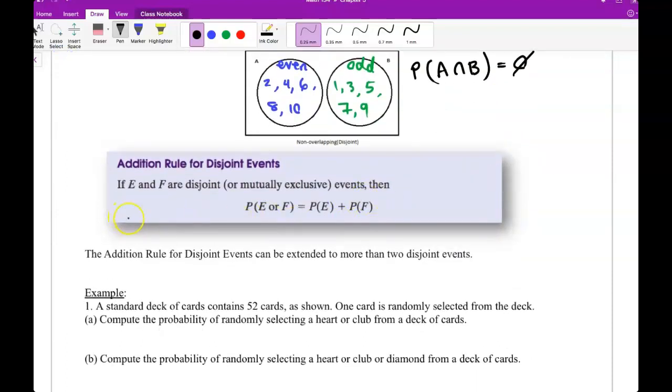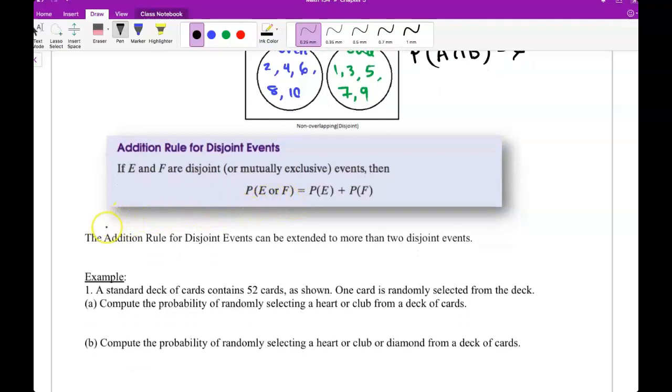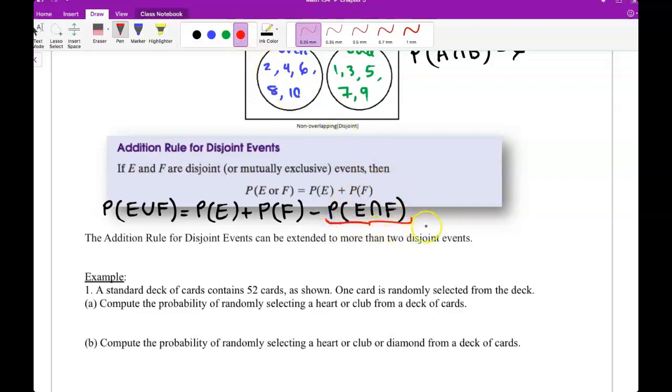Okay, so in general we have exactly what they have here: probability of E union F. So when we have OR, that means we have union in between, and that is equal to probability of E plus probability of F minus probability of E intersection F. In this case, since we have disjoint events, this one is the empty set. That's why we have nothing on this part.